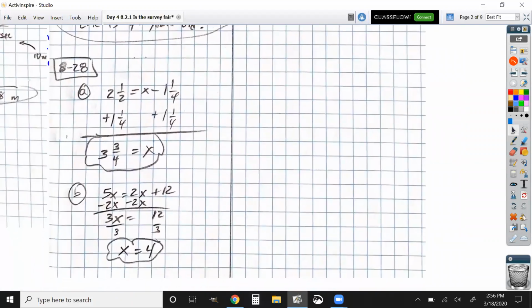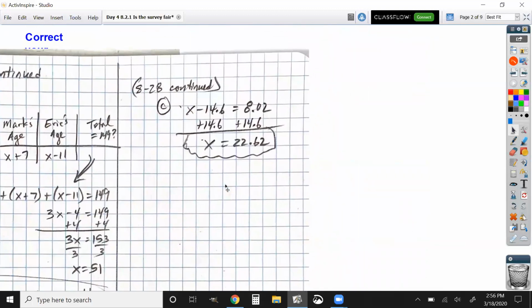Problem 8.28, I added 1 1/4 to both sides to get 3 3/4. On this problem, I subtracted 2x and divided by 3 to get x equal to 4. And on C, I just added 14.6 to both sides. Make sure you line up your decimals.